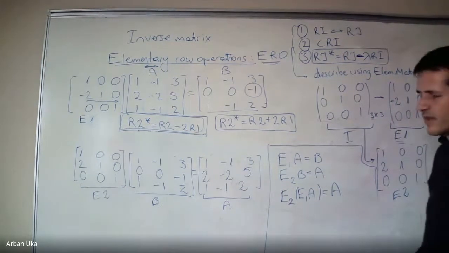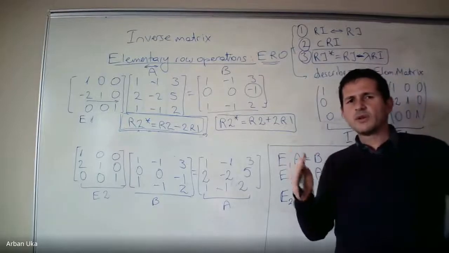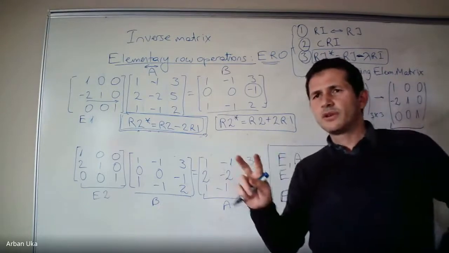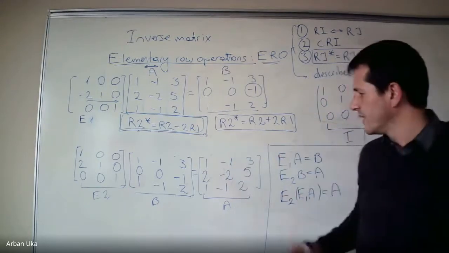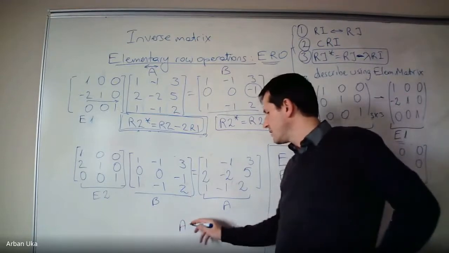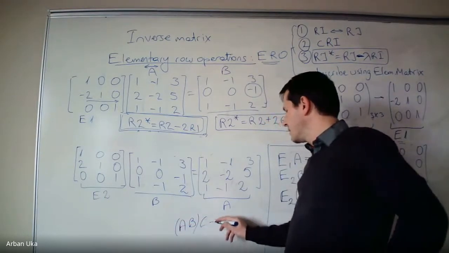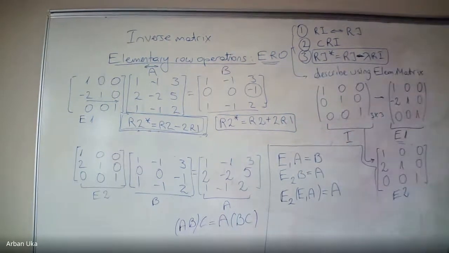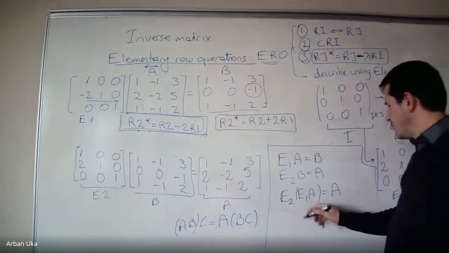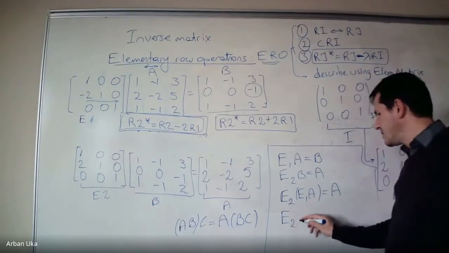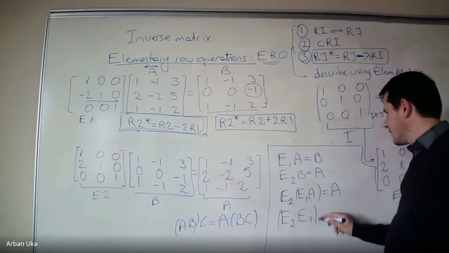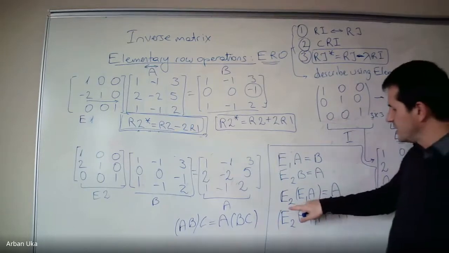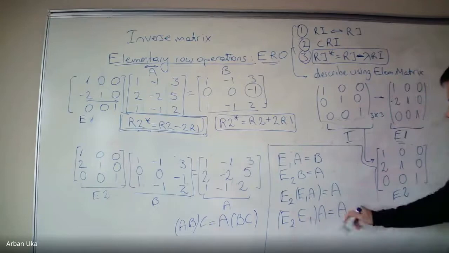And we know one thing, that when we have a series of matrices that we multiply one by one, we can multiply them whichever way we want. We can multiply the first two and then with the third, or the second and the third and then the first. In principle, A times B times C is A times BC. This is valid for matrices. So here we can write E2 times E1 times A is equal to A. So elementary matrix E2 times elementary matrix E1 times A is A.